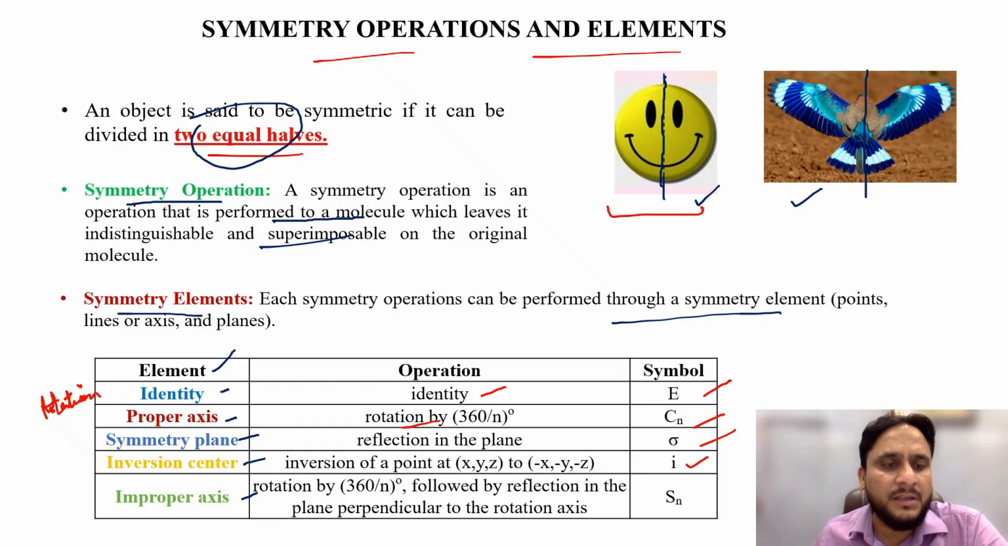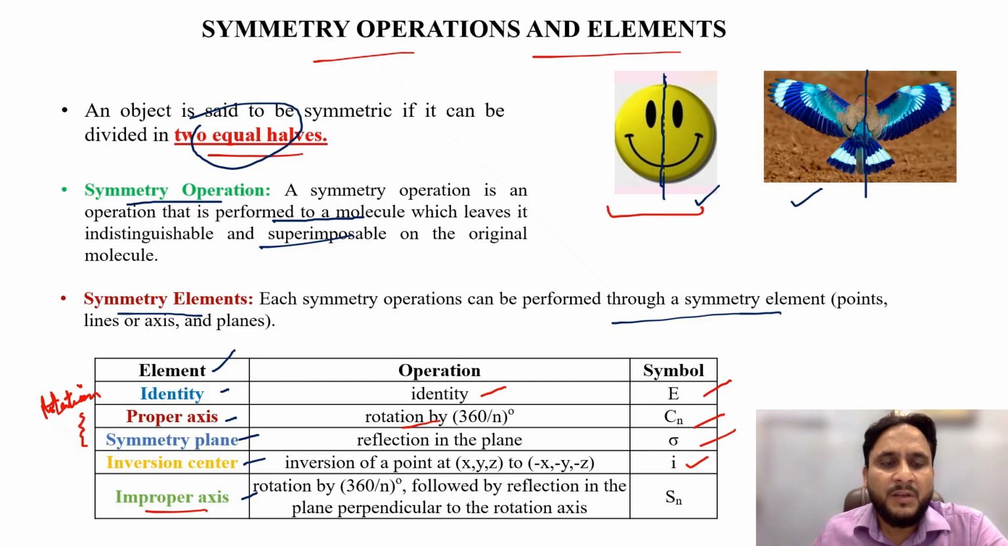And the fifth and the last symmetry element is the improper axis of rotation. Improper axis of rotation means rotation followed by reflection. Improper axis basically combines these two phenomena, the proper axis of rotation followed by the symmetry plane.